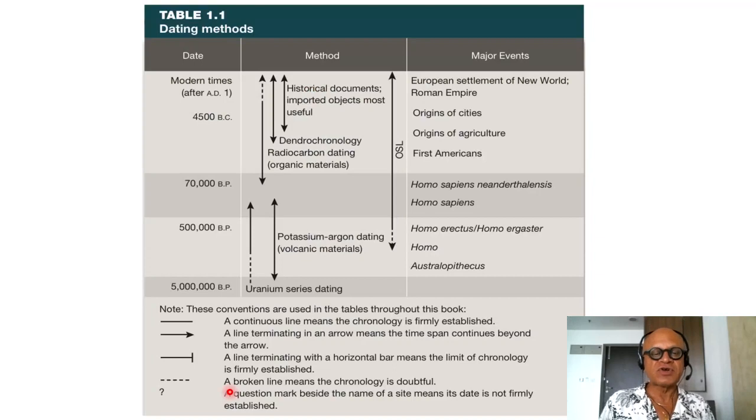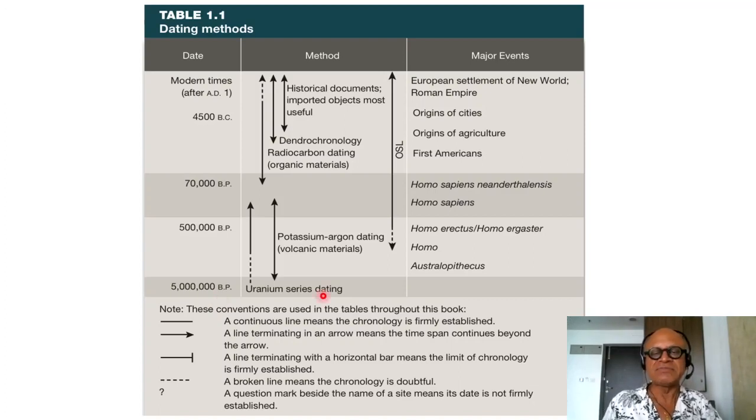Okay, so we have already seen some dating methods, and we'll see some more in the main book. Here we are looking at dates: modern times, then 4500 BC, 70,000 before present, 500,000 before present, and 5 million years before present. As you probably know, the isotopes on which we depend for dating have to have a half-life that covers a long enough period. So if you want to go to 5 million years, then obviously you need a half-life of millions of years.